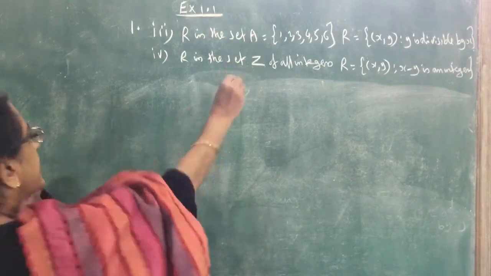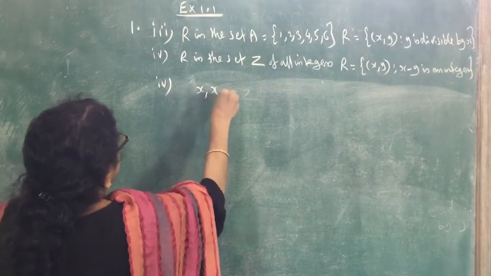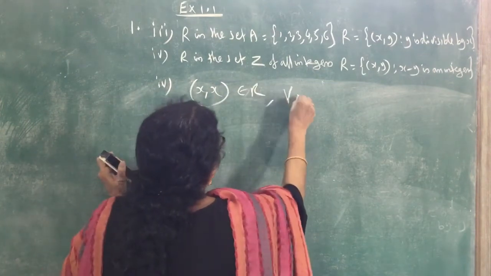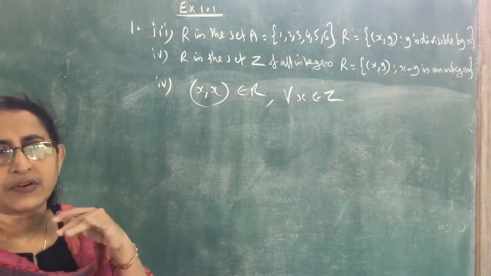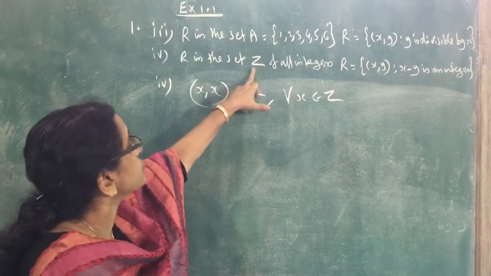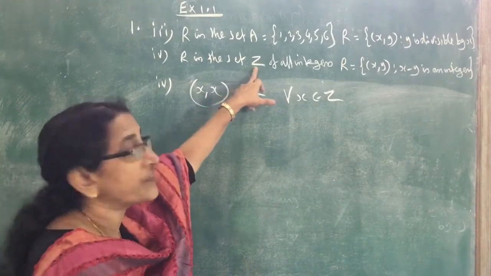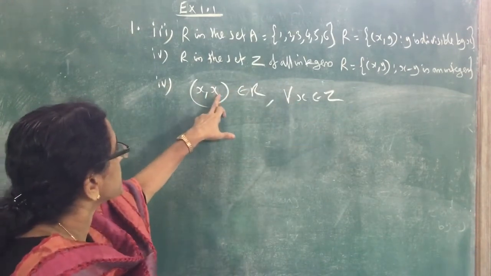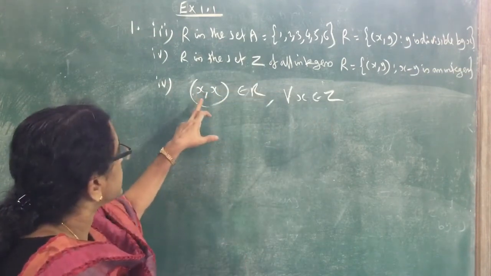We have to prove it generally, so we can write (x, x) belongs to R for every x belongs to Z. See, here in the place of the set A, it is defined in Z. This relation is defined in the set of integers Z, so the first element and second element are elements of Z. So when you write, you have to be careful. For every x belonging to Z, (x, x) belongs to R.